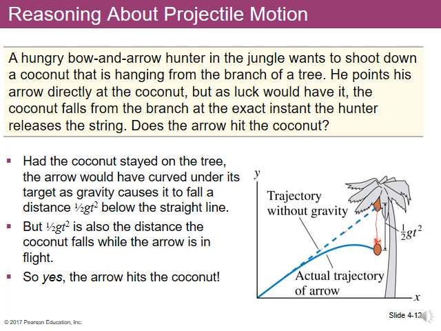Anyone who's ever shot a bow and arrow knows that you would have to aim above the coconut, right? Why is that? Because the arrow is going to fall back down towards the coconut. If you aim right at the coconut, unless the coconut falls, you're out of luck. It's not going to hit.